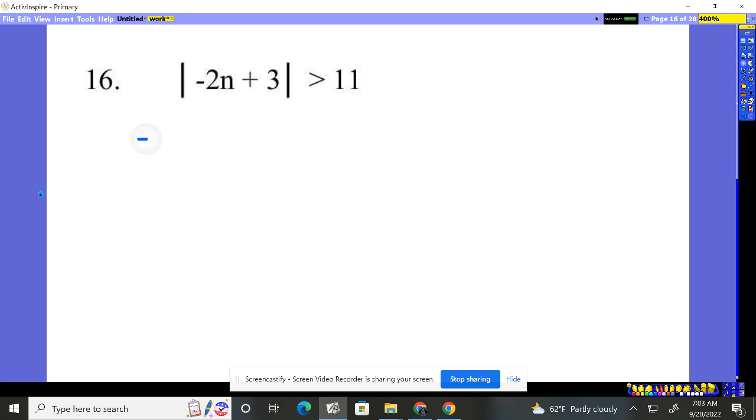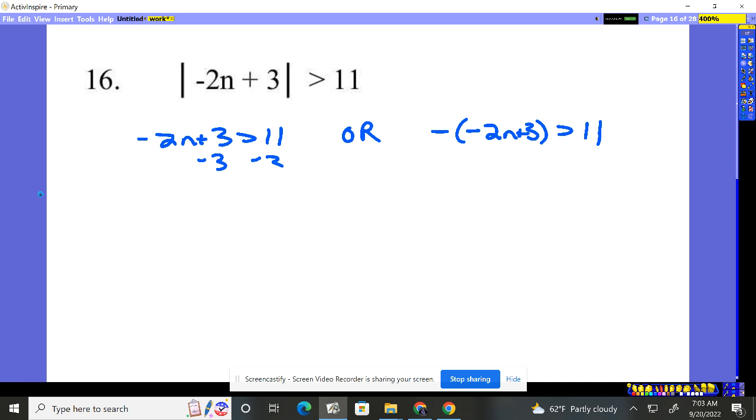Next one, go right at it. Absolute value of -2n plus 3 bigger than 11. Greater. That tells me it's an or. The opposite of this, -2n plus 3 greater than 11. Solve here. Minus 3, minus 3. -2n bigger than 8. I'm going to get n is bigger than -4. No, we've got to flip the sign because we divided by a negative.